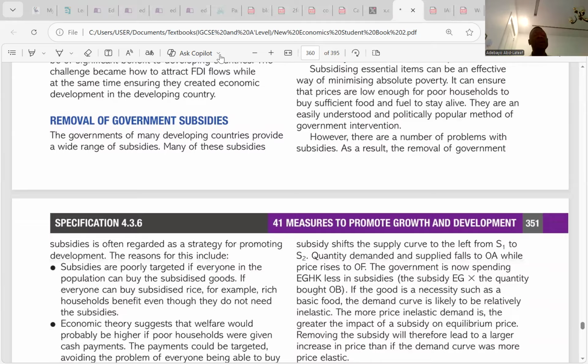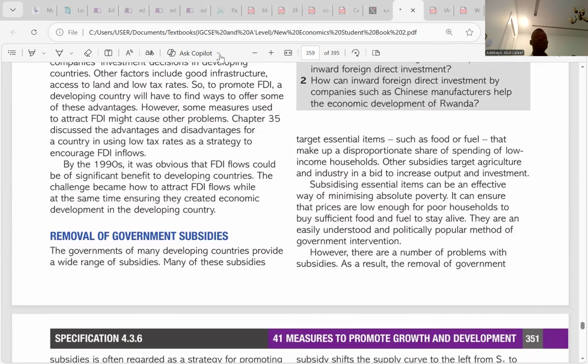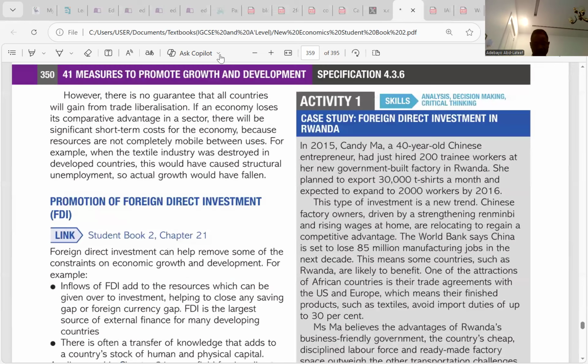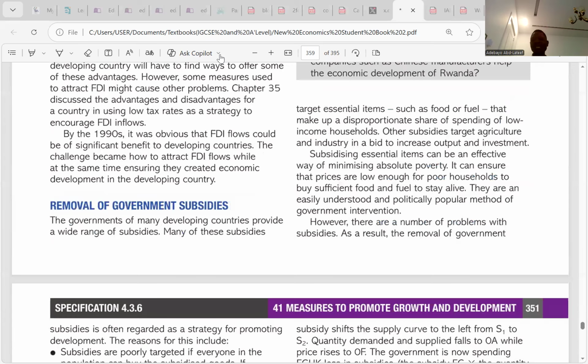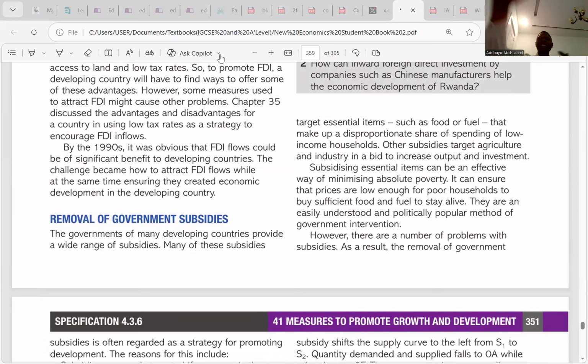The third one is removal of government subsidies. The governments of many developing countries provide a wide range of subsidies. Many of these subsidies target essential items such as food or fuel. They make up a disproportionate share of spending of low-income households. Other subsidies target agriculture and industry in a bid to increase output and investment.